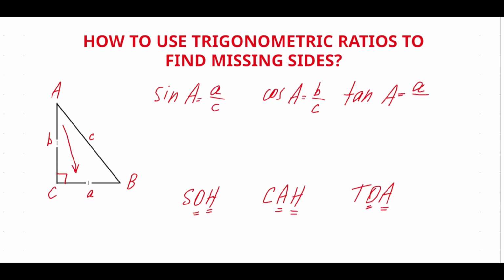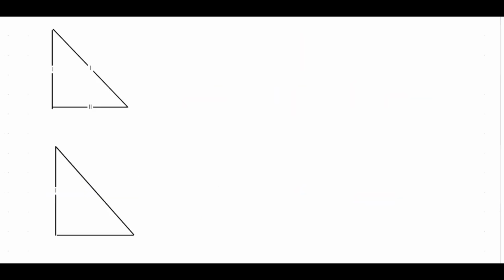Now, knowing this, let's actually go ahead and try some examples here. So let's say we have a right triangle. And let's say this angle is 42 degrees. This leg is x, and the hypotenuse is 22. So how do we find the missing leg?